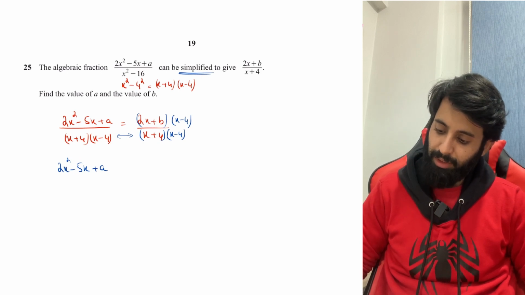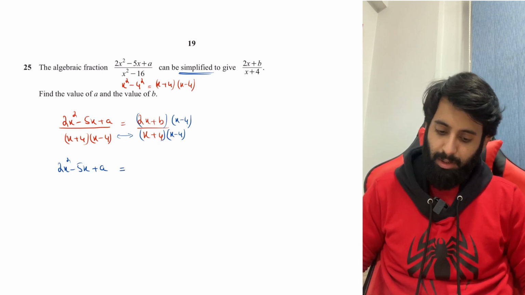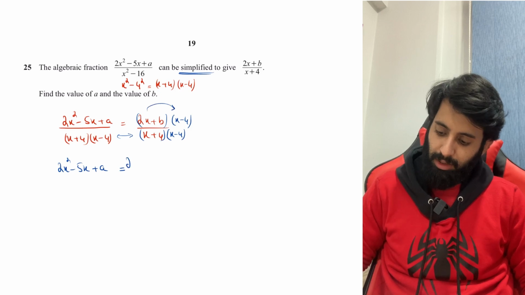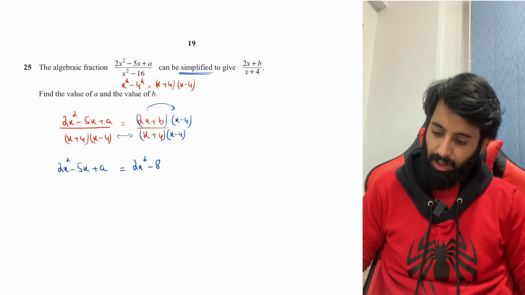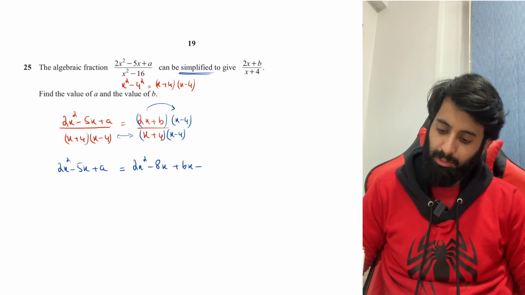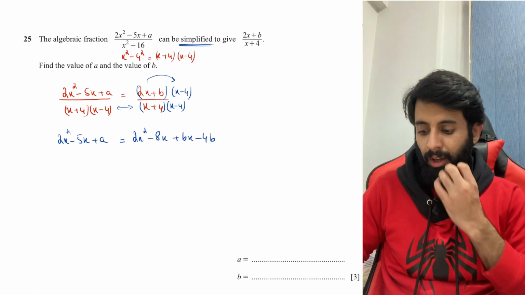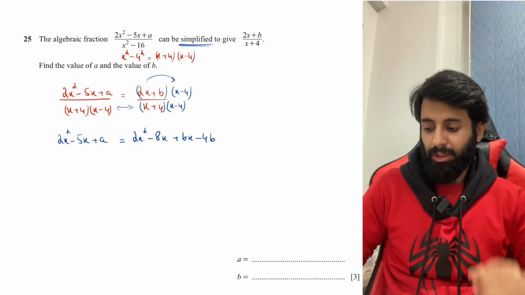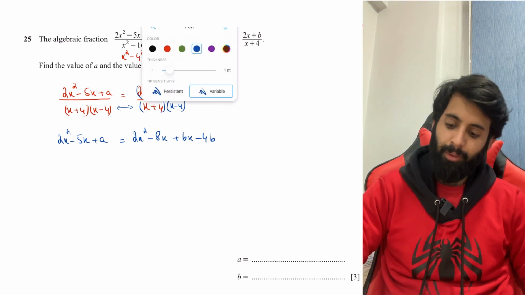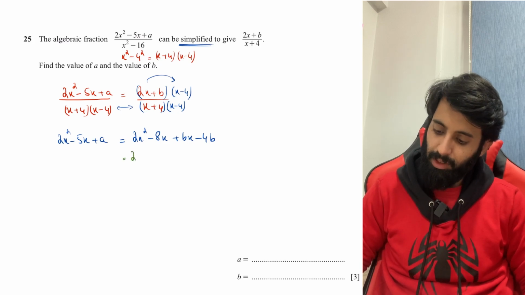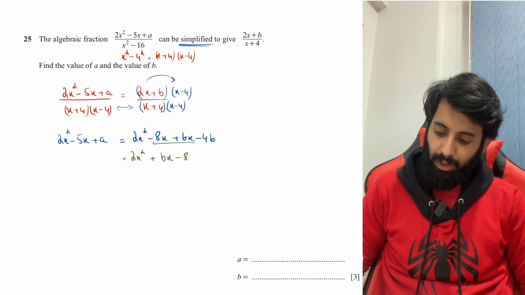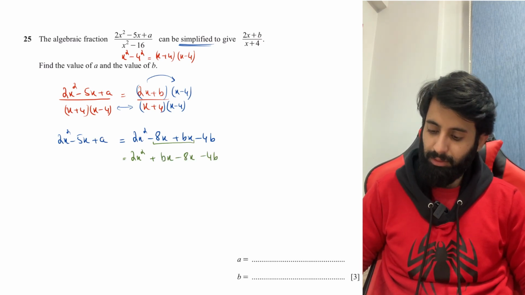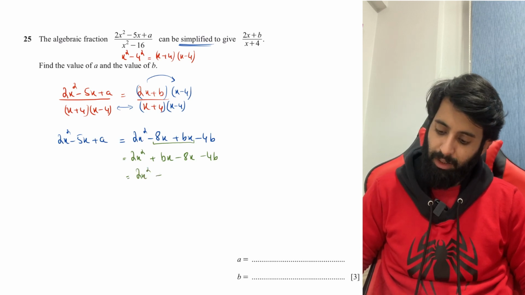So 2x squared minus 5x plus a is basically equal to 2x times x, so that's 2x squared, minus 8x plus bx minus 4b. Okay. Now comparing basically works like this: what you do is you compare the coefficients. If you have 2x squared and then you have minus 8x plus bx, and I just want to scrape off the coefficient of x from here, first thing I'll do is write it nicely, writing the positive number first, and then I'll take x common.